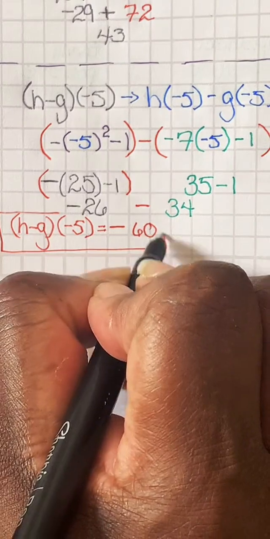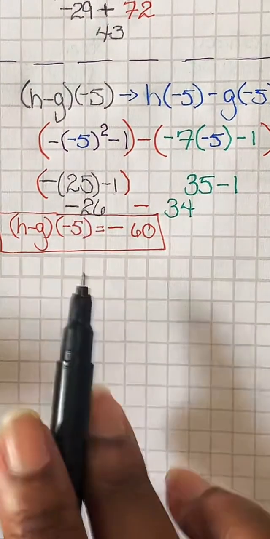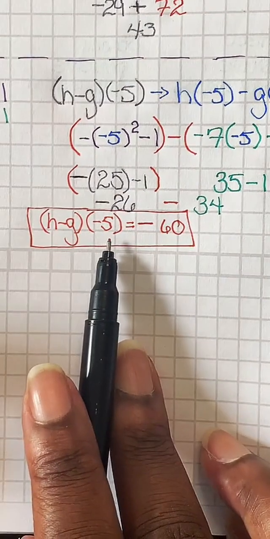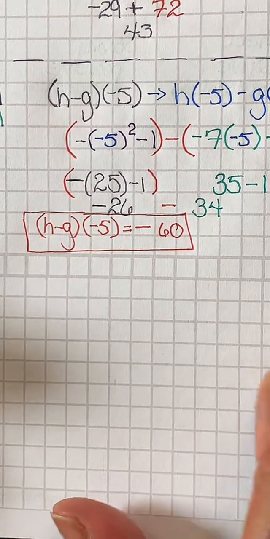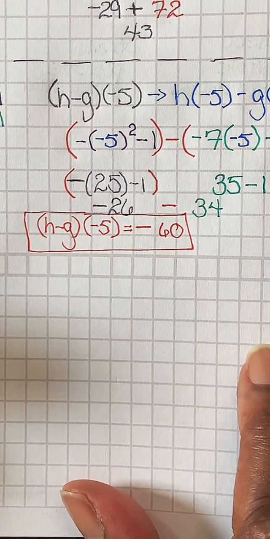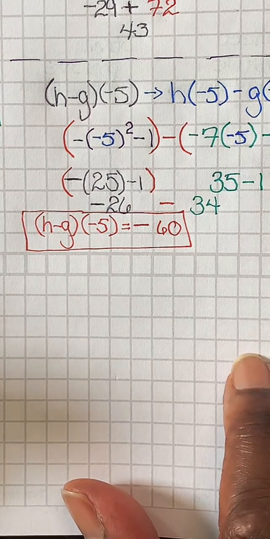Anytime they give you a number for the unknown, you're basically finding an ordered pair. That's what you just found.